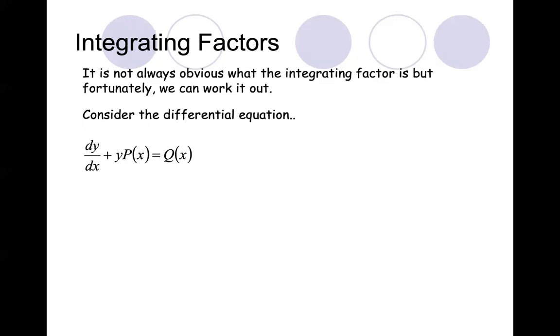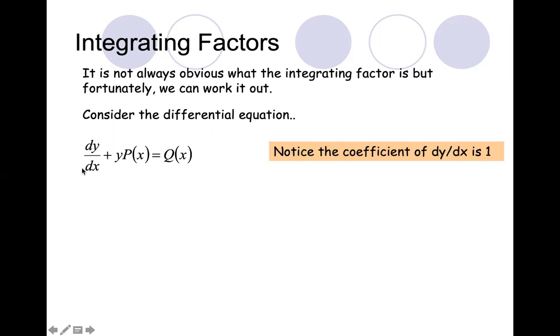Let's say you have a first order differential equation of this form: dy/dx plus y times some function p of x equals some function q of x. Remember the form in which this differential equation is. The coefficient of dy/dx is 1. So if the coefficient of dy/dx is different from 1, you have to divide by that coefficient to get the coefficient of dy/dx as 1, and then plus y times some function of x equal q of x.